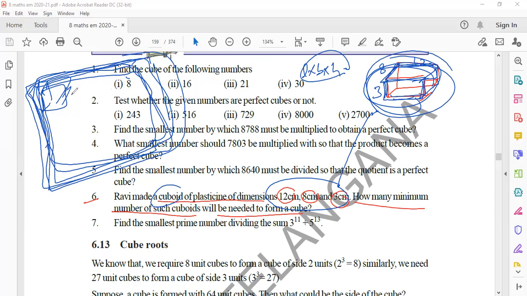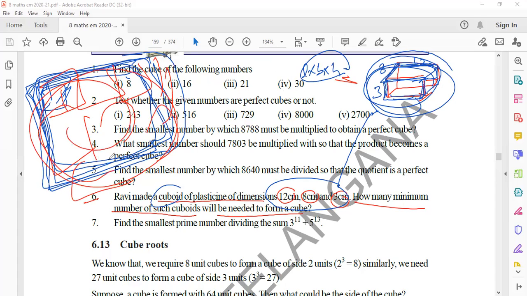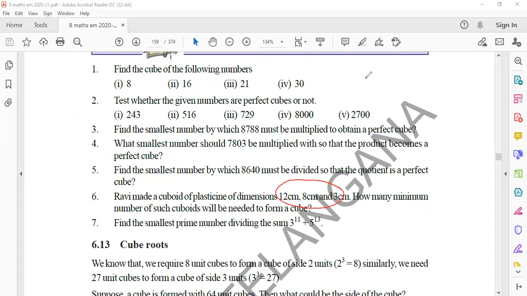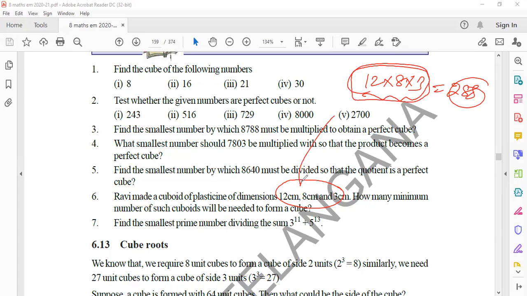Keep first one cuboid like this, a second cuboid, a third cuboid like this. You have to make a combination. How many cuboids are required to make a perfect cube? That is the question. The answer is very simple. First you find the product of 12 into 8 into 3. 12 into 8 into 3 is 288. Find the volume of this cuboid. So this many cuboids are required.